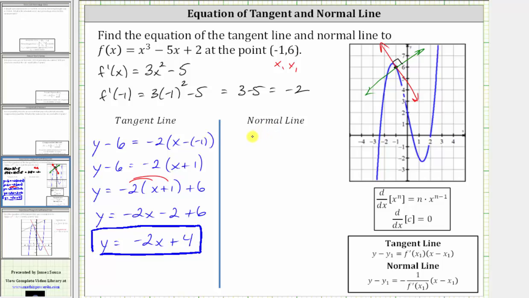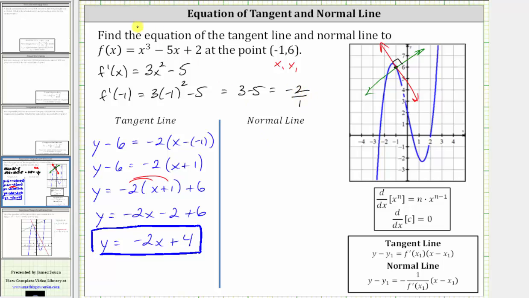And now let's find the equation of the normal line. The only difference is the slope is going to change. The slope of the normal line is the negative reciprocal of the slope of the tangent line. So notice how for the normal line, the slope is -1 divided by f prime of x sub 1, which again is the negative reciprocal of f prime of x sub 1, or the slope of the tangent line. But it's probably easier to take the slope of the tangent line, which is -2, or -2 over 1, and determine the negative reciprocal, which is +1/2.